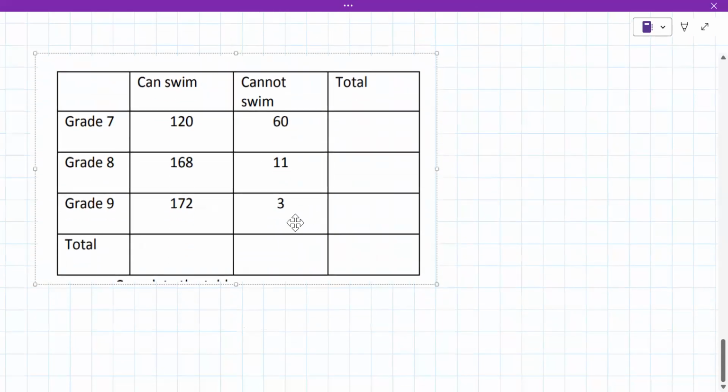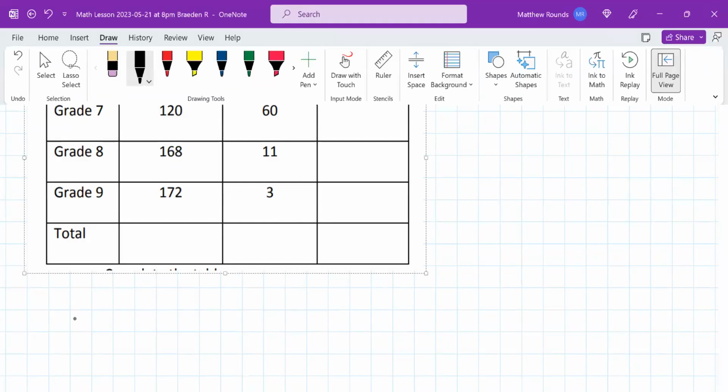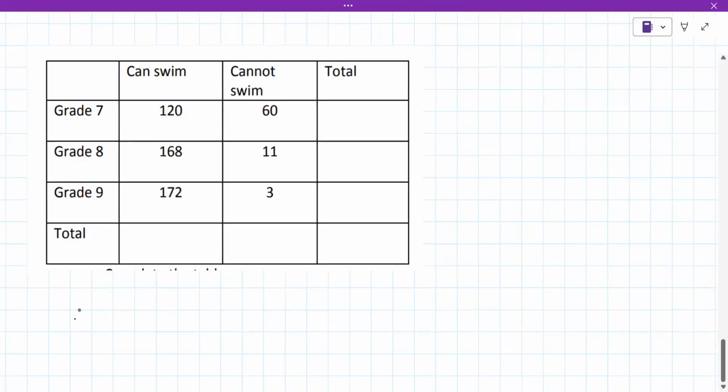All right, so first thing I want you to do is help me fill out the table. Let me copy it down. Sometimes they don't give you the totals and you have to calculate them. Can swim, can't swim, total.